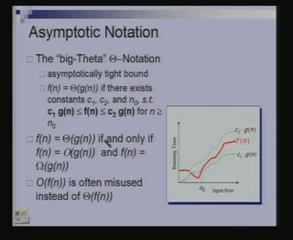Okay. Another way of thinking of it is f of n is theta of g of n if f of n is big O of g of n and it is also omega of g of n. Right. This part tells you that f of n is big O of g of n, and this part tells you that f of n is omega of g of n. And so we have that f of n is theta of g of n.